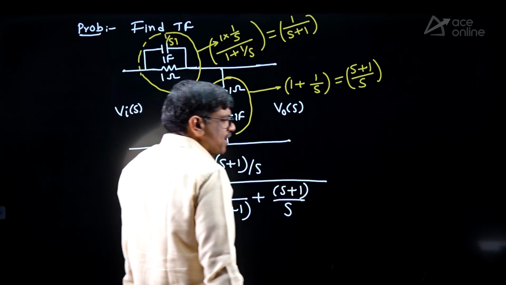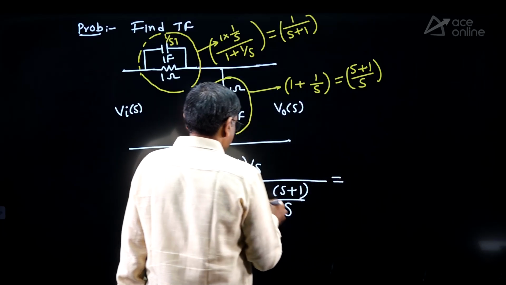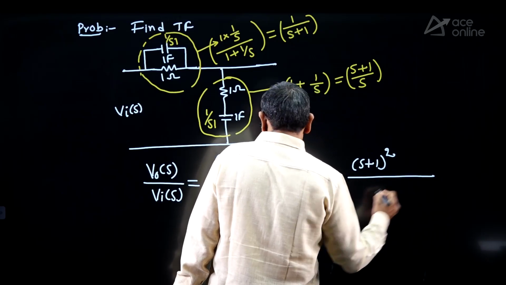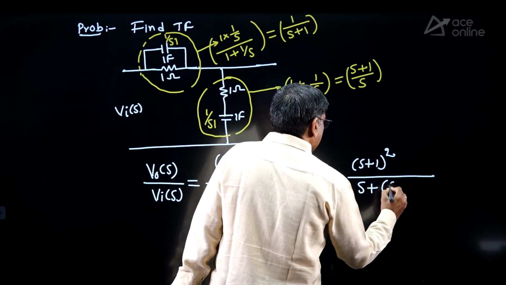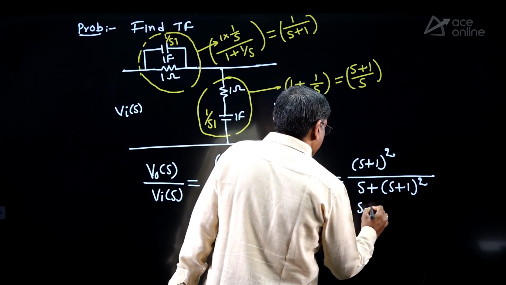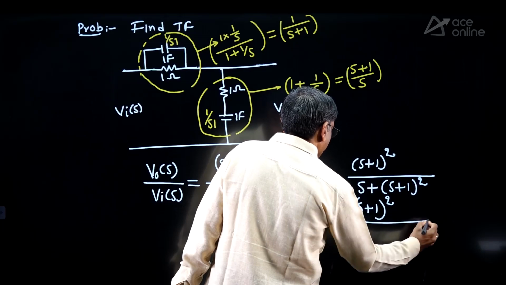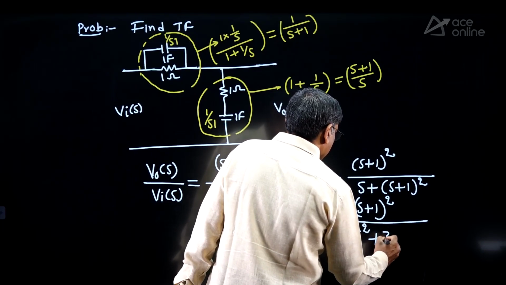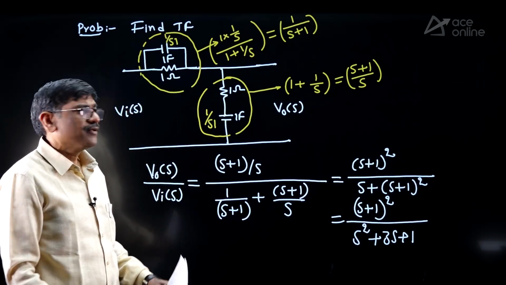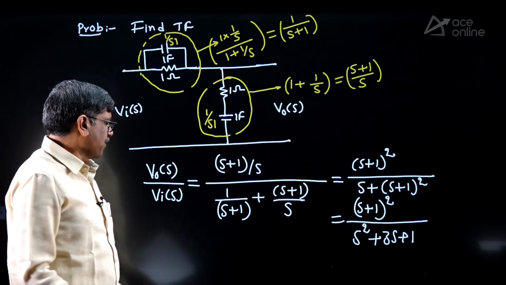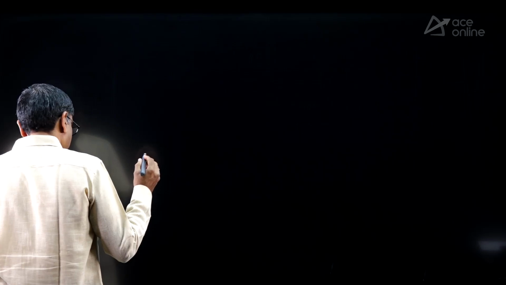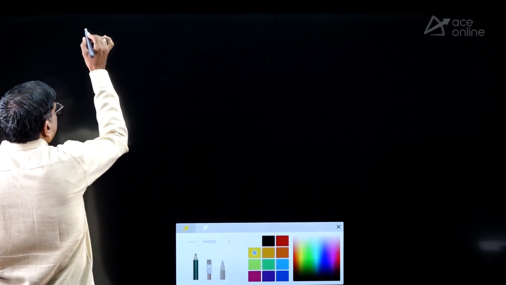So simplify this. Anybody answer? S cancels. If you take the LCM, you are getting S plus 1 whole square divided by S plus 1 whole square. So what is the answer you are getting? S plus 1 whole square by S square plus 3S plus 1. This is the answer. Okay? At least solve the next question. A simple one I will give. Find the transfer function. Try to solve this.